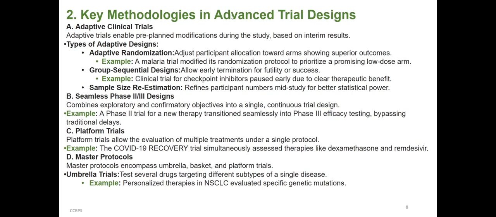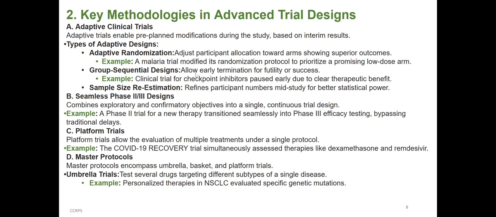Key methodologies in advanced trial designs. Adaptive clinical trials enable pre-planned modifications during the study based on interim results, meaning ongoing trial results. Types of adaptive designs: adaptive randomization adjusts participant allocation toward arms showing superior outcomes. For example, a malaria trial modified its randomization protocol to prioritize a promising low-dose arm.